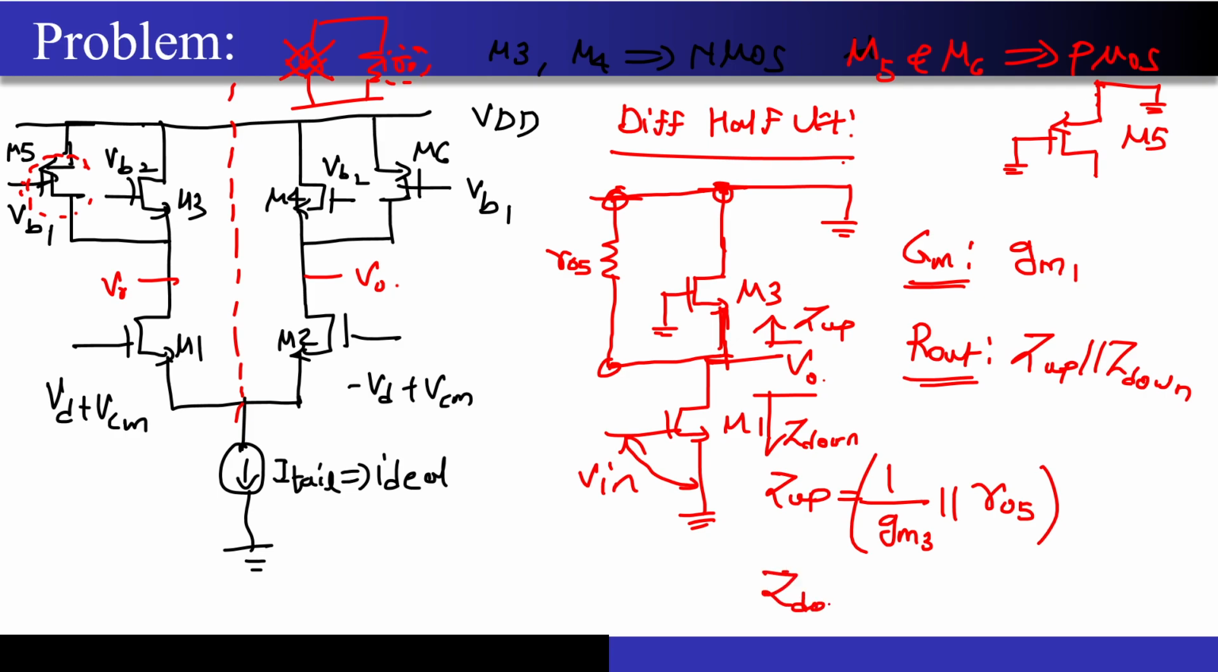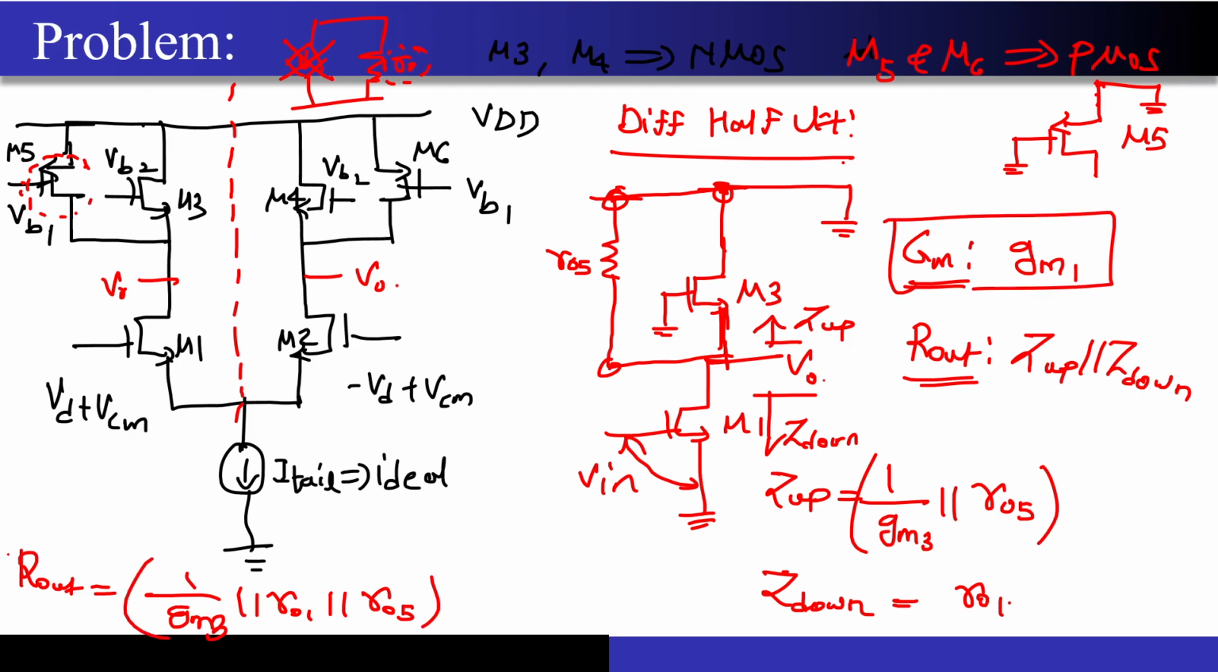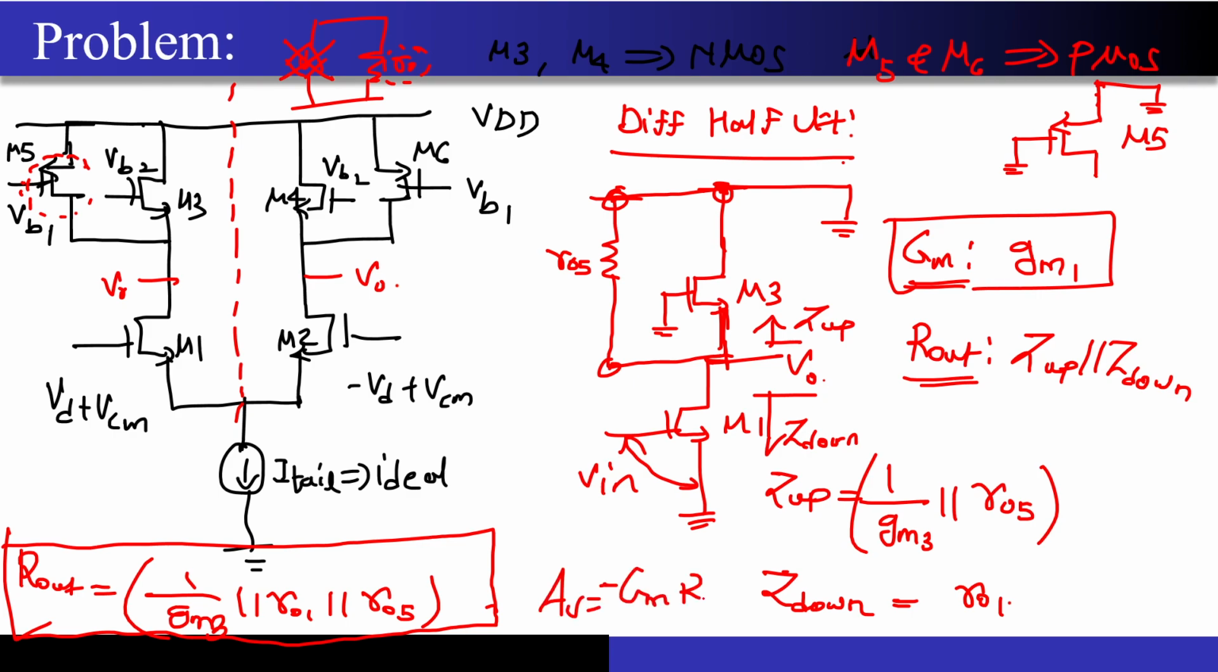What about the Z down? Z down is just ro1. Correct? So the total Rout will be what? 1 by gm3 parallel ro1 parallel ro5. Correct? And the net Gm was this. The net Rout is this. The moment you multiply, you will get the differential gain of this particular circuit. I will just write it. It is minus Gm times Rout.